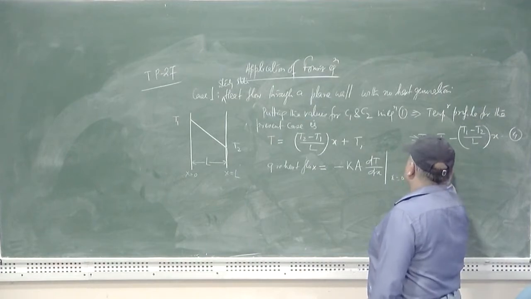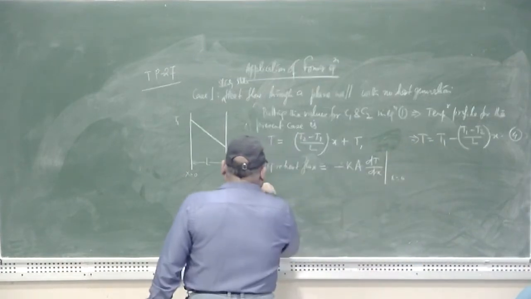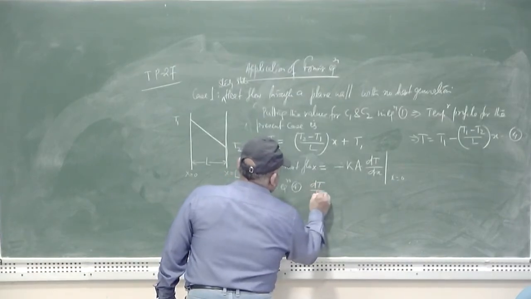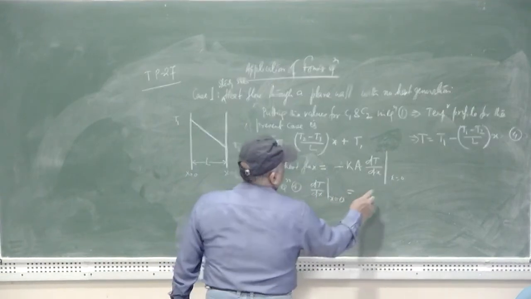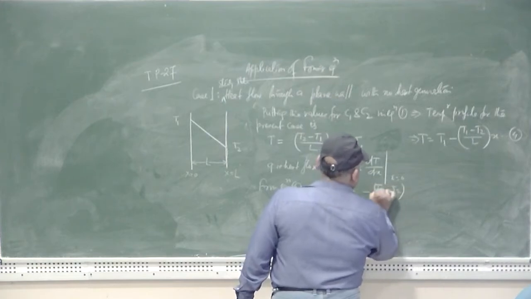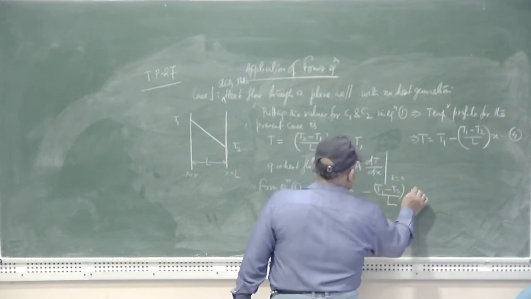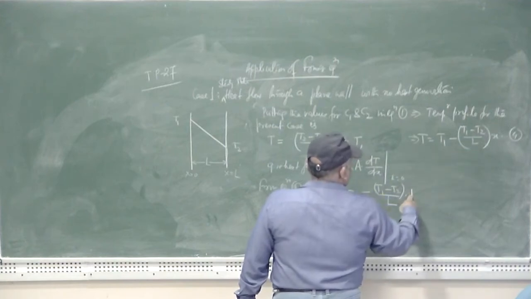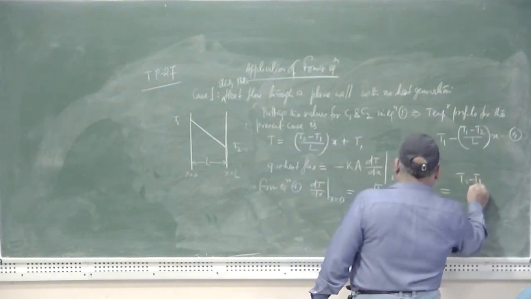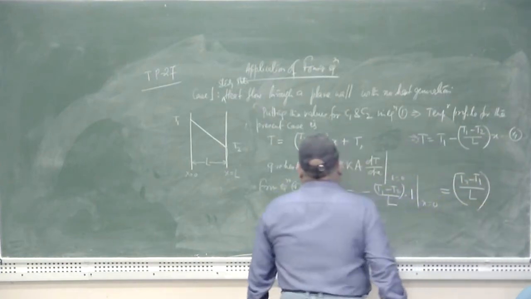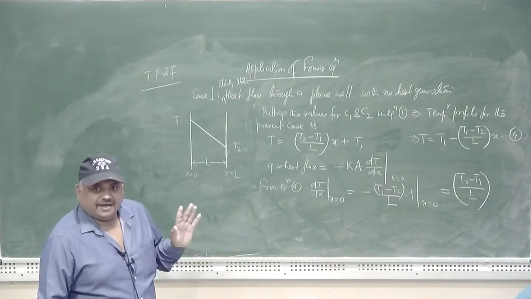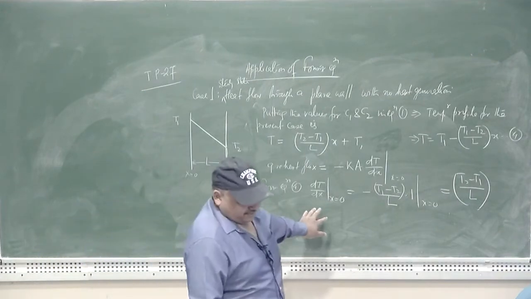Now evaluate this quantity dT upon dx from equation number 4. dT by dx at x is equal to 0, that should be equal to, this is a constant quantity, so 0, and this is equal to 1, differential coefficient of x is equal to 1 at x is equal to 0, so that will be equal to T2 minus T1 divided by L. So this is the expression for the temperature gradient.